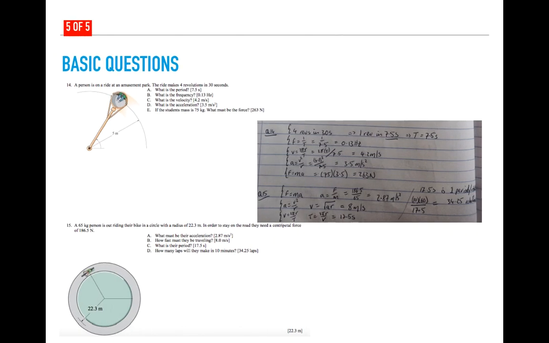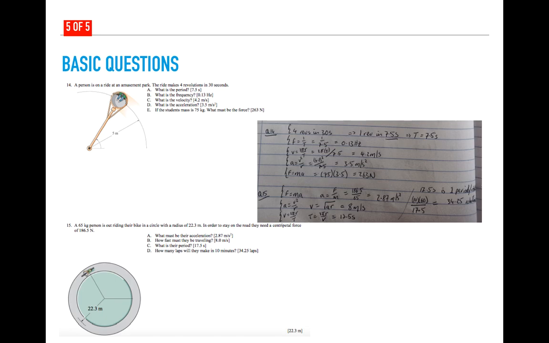All right, the last one. We know it's 4 revs in 30 seconds, so one revolution in 7.5 seconds, and the period is the time for one revolution, so 7.5 seconds. Frequency is 1 over the period, that's done. The speed, linear speed, we've worked that out a few times. We've worked out the acceleration a few times, so they're done. And then E, F is equal to ma with the acceleration from part D, and m as 75 will give you the answer.